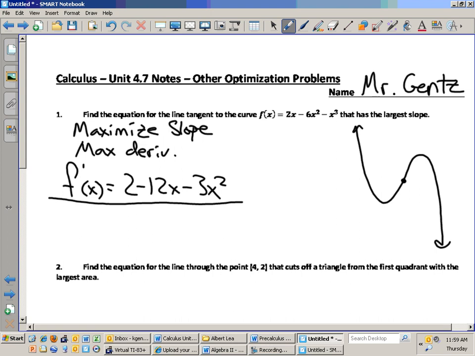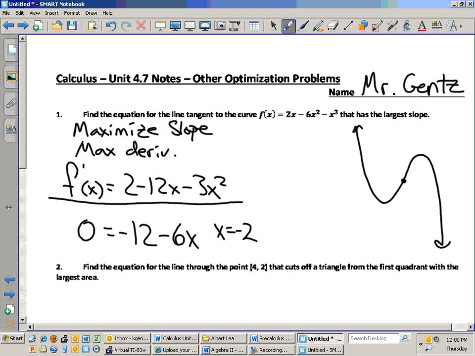What is the derivative of this? Yeah. Negative 12 minus 6x. So we've got 0 equals negative 12 minus 6x. Okay? So what is x? If you solve for it, we get x is negative 2. What does that tell me? What does that represent? At the x-coordinate of negative 2 is where I have the maximum slope.